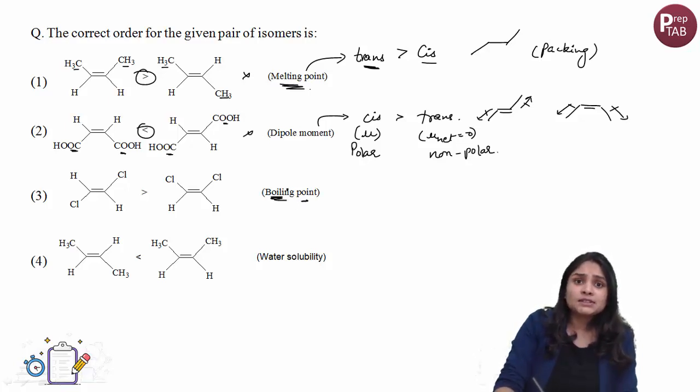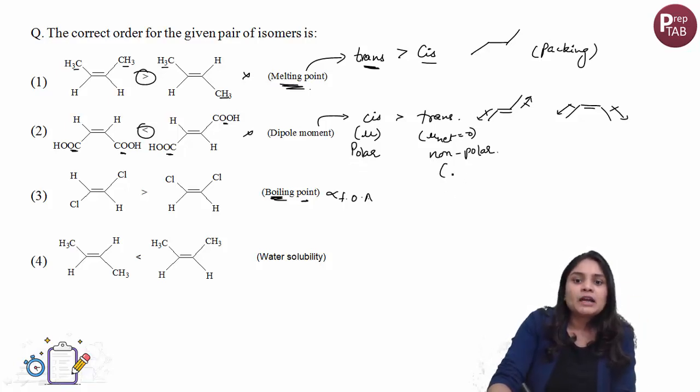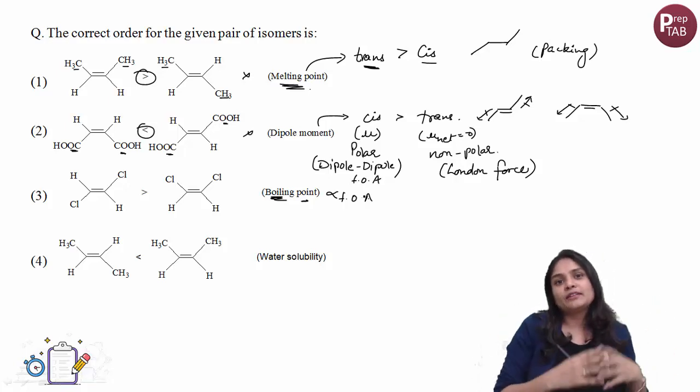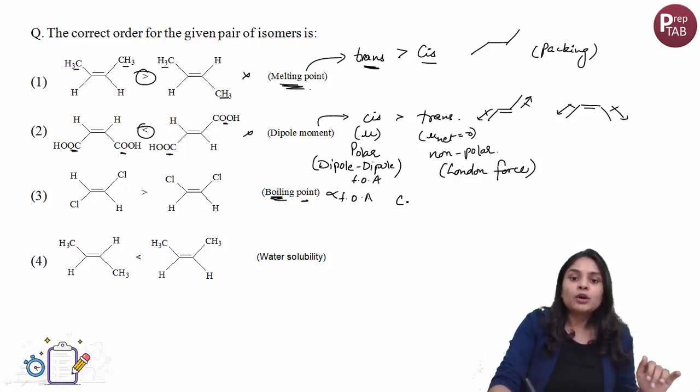Boiling point. Boiling point depends on force of attraction, and we have already said that cis is polar and trans is non-polar. Non-polar molecules में किस तरह के force of attraction होते हैं? London force, right? London force of attraction. And polar में there is dipole force of attraction. Which one is stronger? It is dipole. Dipole is stronger compared to London force. So that means boiling point of cis is more than trans.